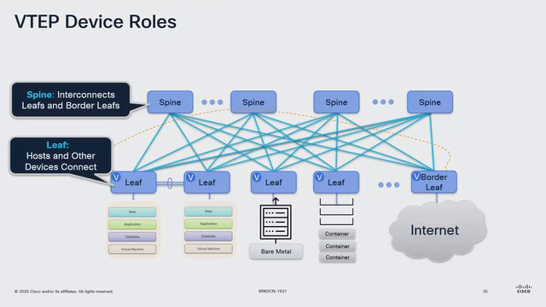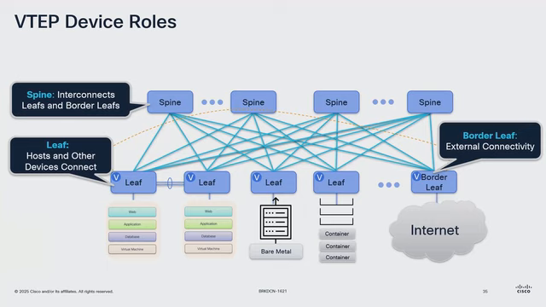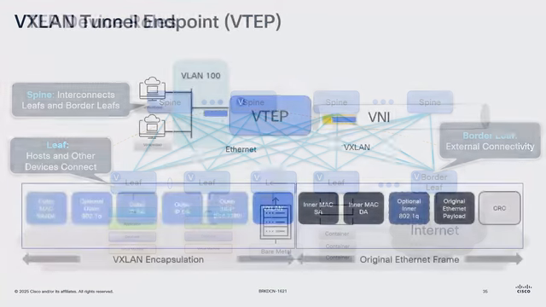Those are the VTEPs. But I also have another entity here of, if I want to get out of the fabric, I have something called a border leaf, a border gateway. And that's essentially a role of how I can actually have intra-site or inter-site or multi-site connectivity to go outside to an external domain, leveraging that VTEP technology. Now let's take a look at the packet.